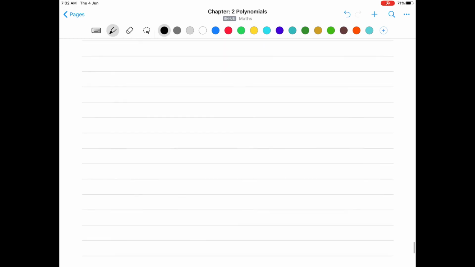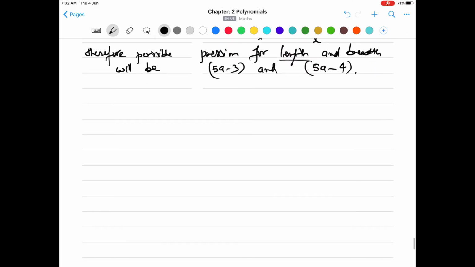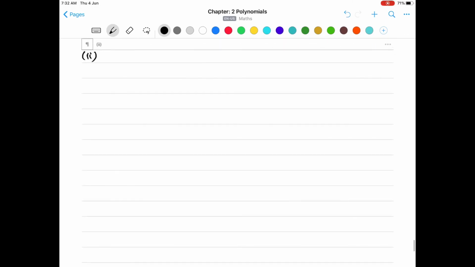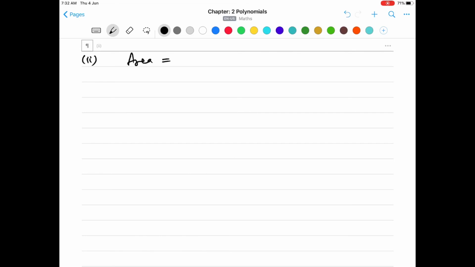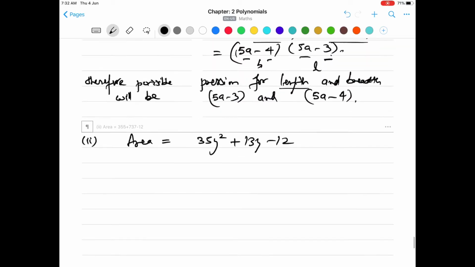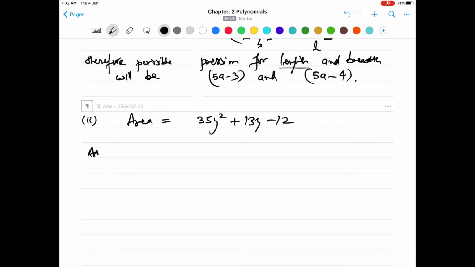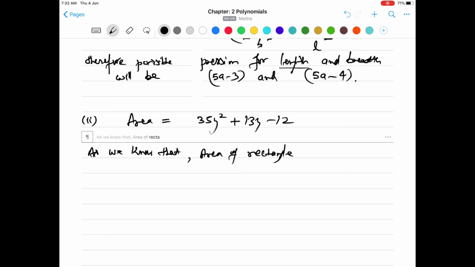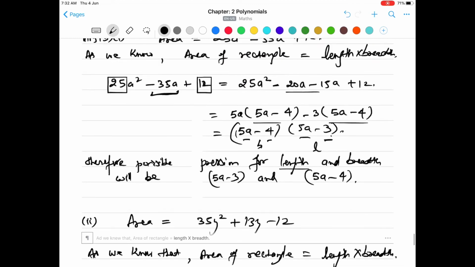So moving to the next part, now the area is given by 35y square plus 13y minus 12. Okay, so again we write, as we know that area of rectangle is given by length into breadth.